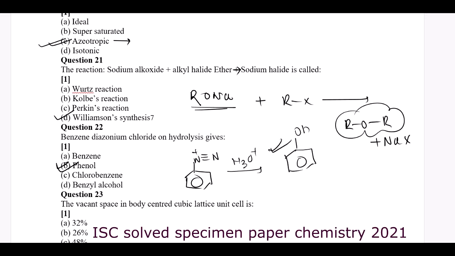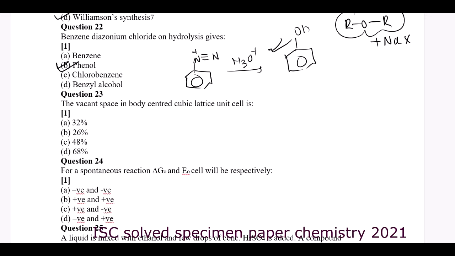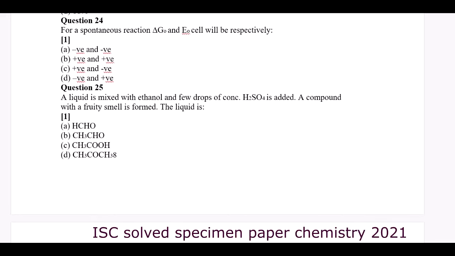The vacant space in body-centered cubic unit cell, you have to know, and if you can't remember, then you have to calculate the vacant space. So here the answer will be 32%. To see the calculation, you have to follow my solid state video. The link is given in the description box, and as well you can download the whole PDF from the description box also. For spontaneous reaction, delta G0 should be negative, E0 should be positive. So here the answer will be negative and positive.